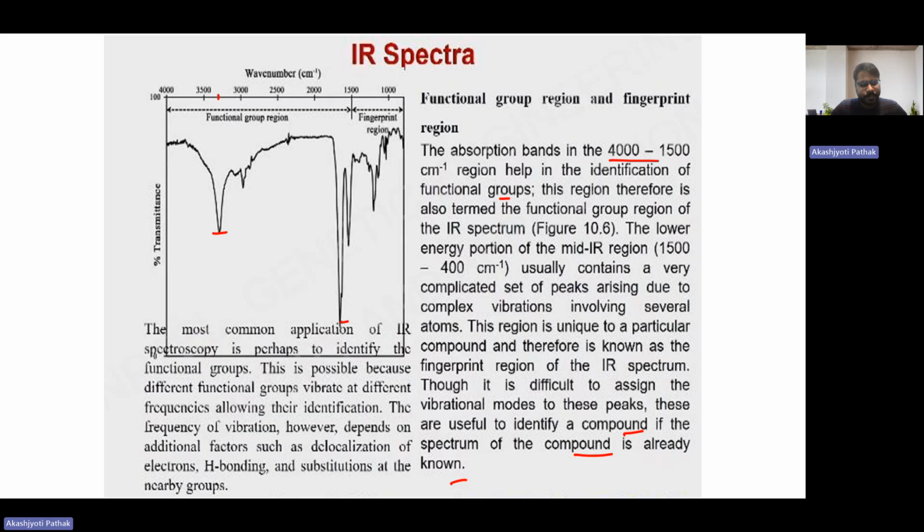So why is this region unique? The absorption band or the peak at a particular wave number will be different for different molecules, because the functional group will be surrounded by different atoms, or there can be hydrogen bonds, or delocalization of electrons. All these will make the molecule unique.